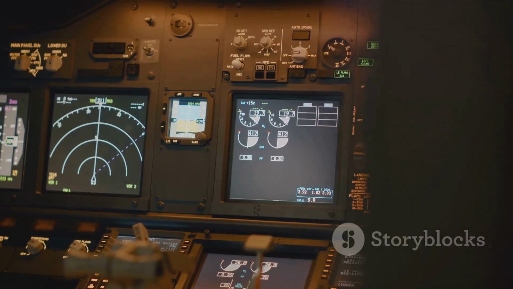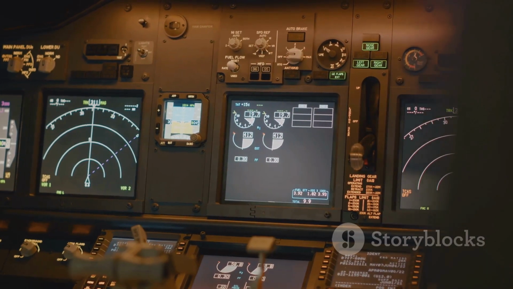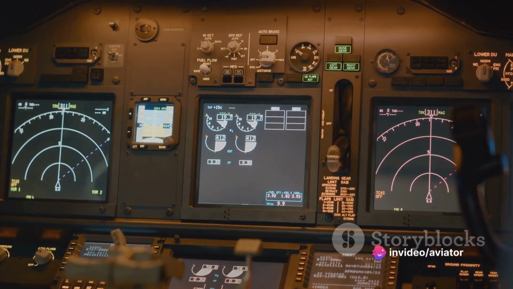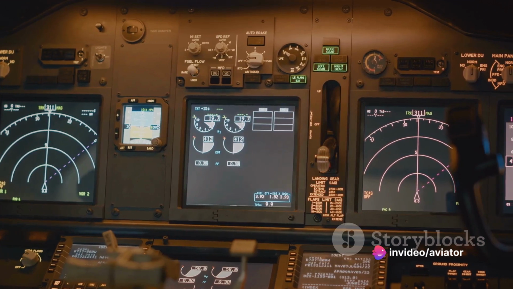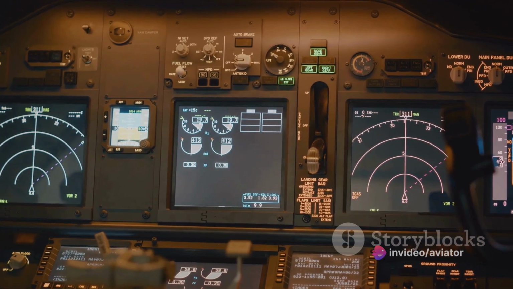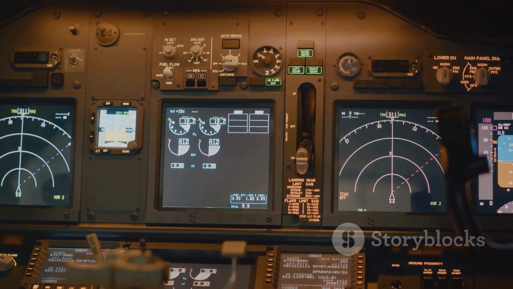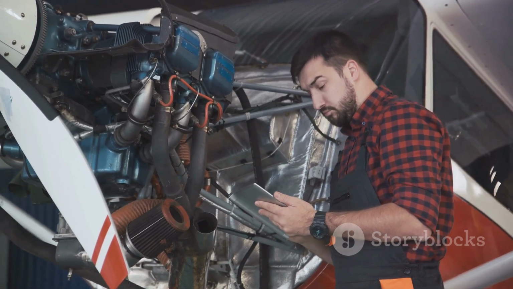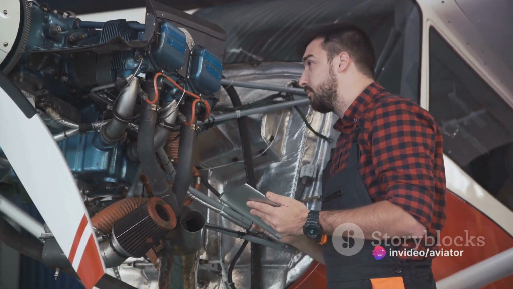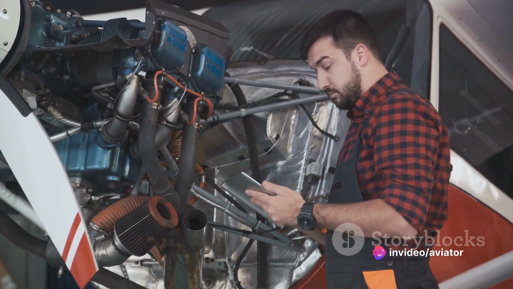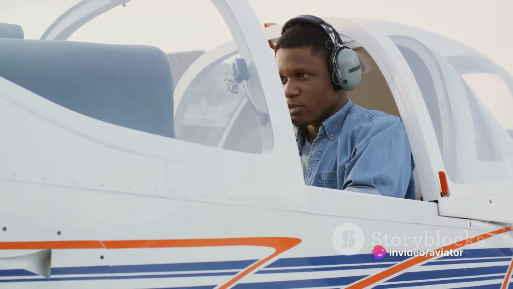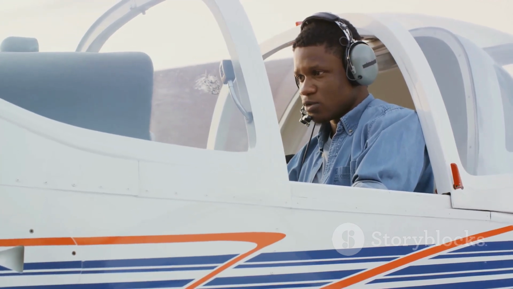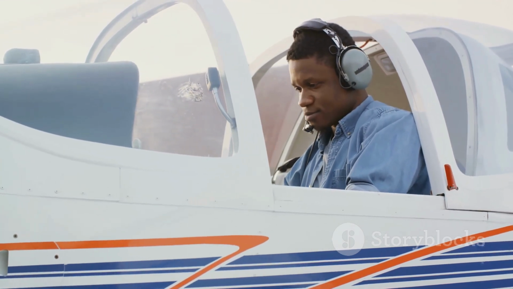The avionics system is another critical area. This involves the electronics used for communication, navigation, and aircraft control. Aircraft mechanics ensure the flawless operation of these systems, for they are the eyes and ears of the aircraft. In addition to these, aircraft mechanics work on various other systems, including the airframe, fuel systems, and even the aircraft's cabin environment. Their work is guided by strict regulatory guidelines, and they use specialized tools to diagnose and fix issues.